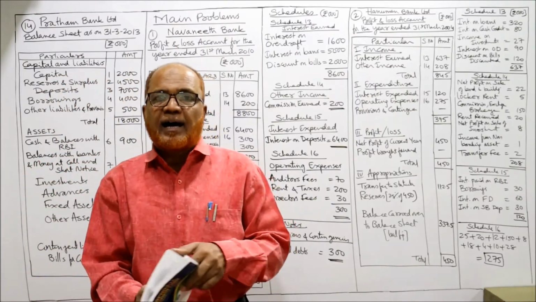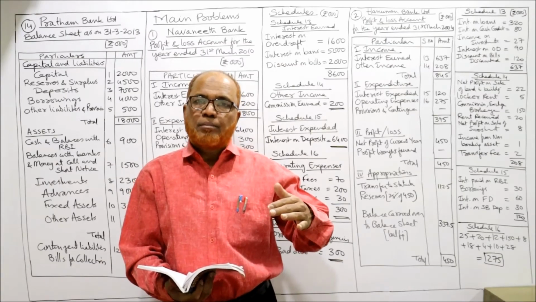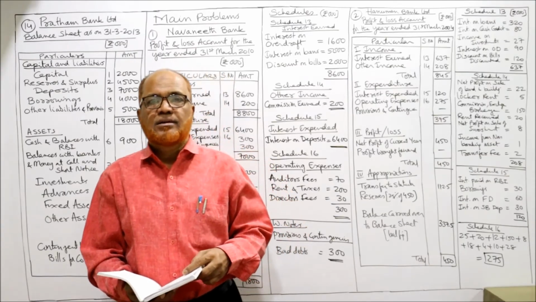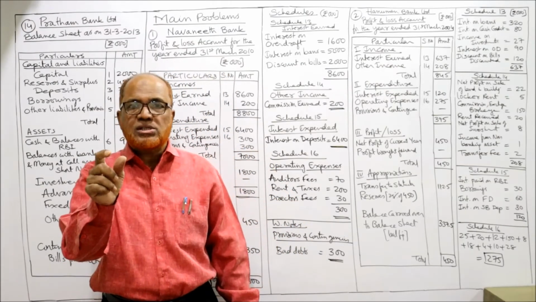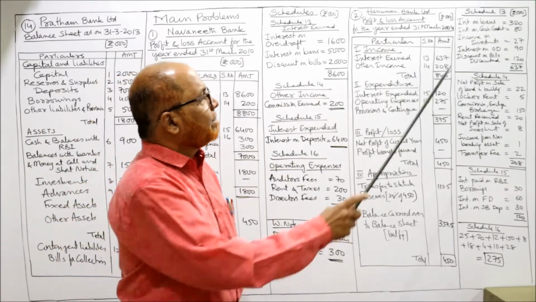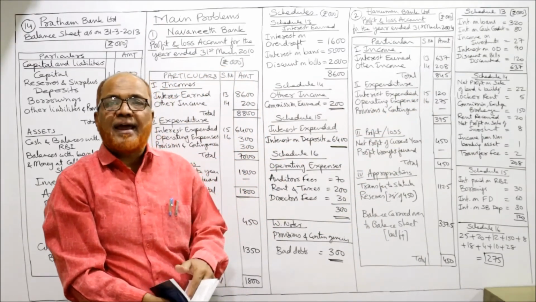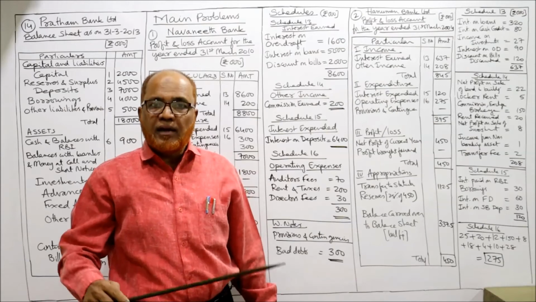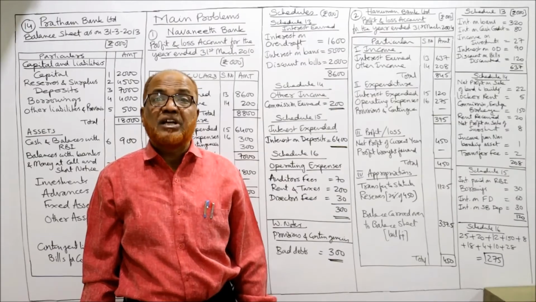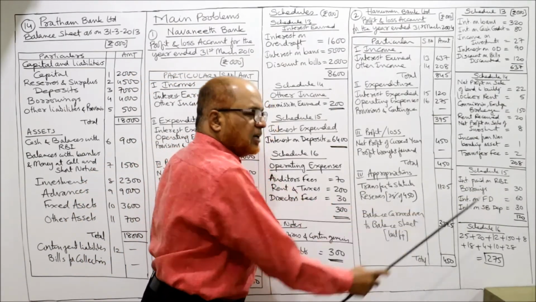Now we'll decide the items. See the problem carefully. I am discussing which item will come in which schedule. Second problem. Interest on loans granted. Loan given. It will come under 13th schedule. Interest on loan 320. Second point. Interest paid on RBI borrowings. It is interest expended, 15th schedule. Interest paid on RBI borrowings 30.